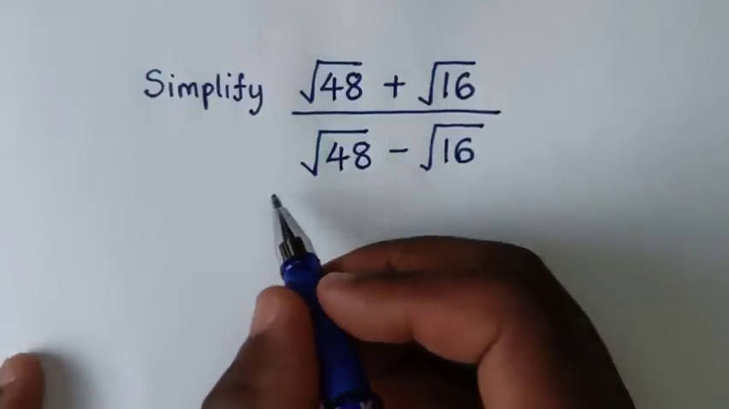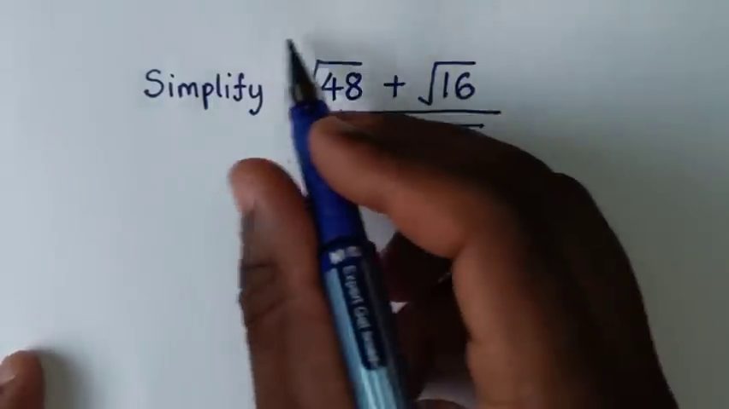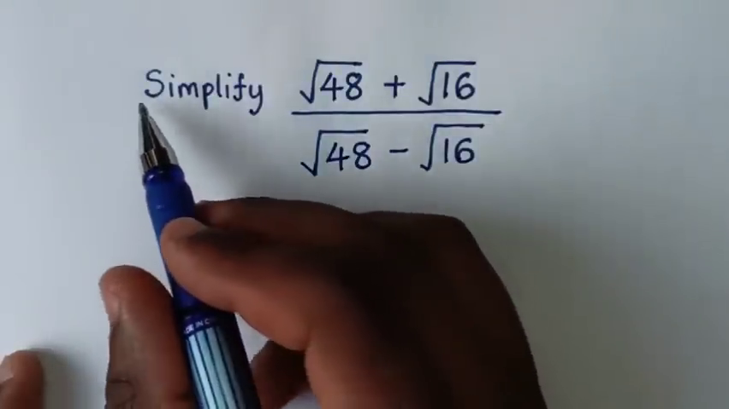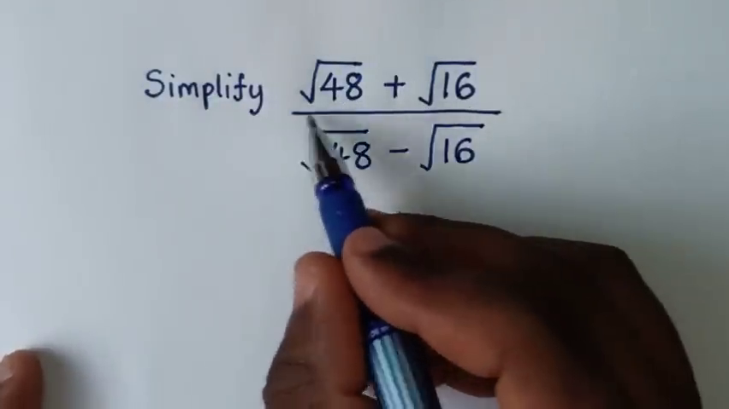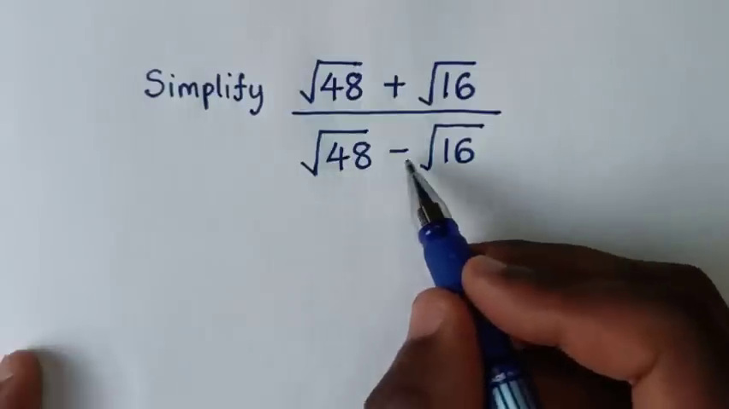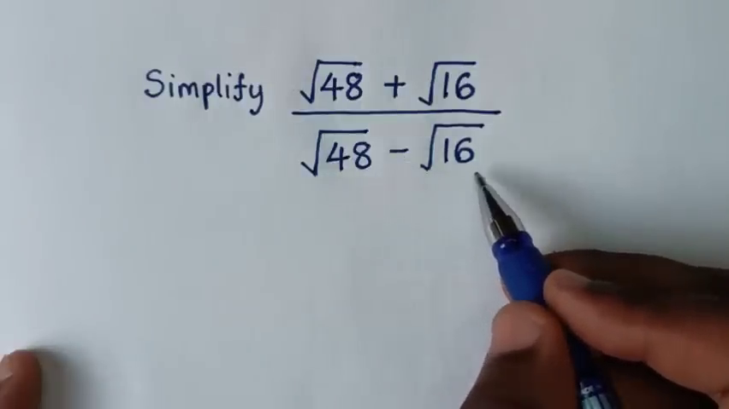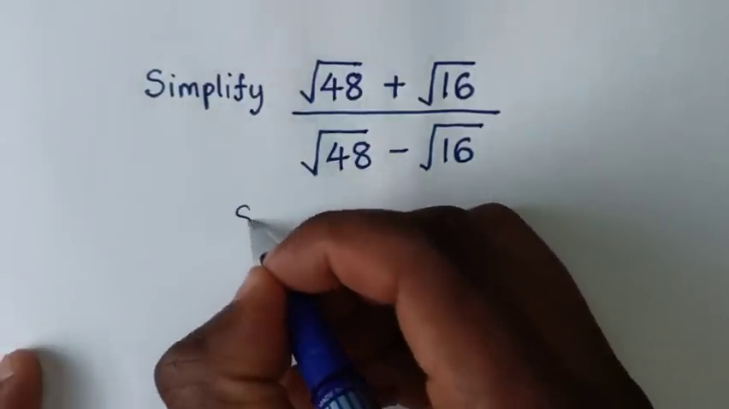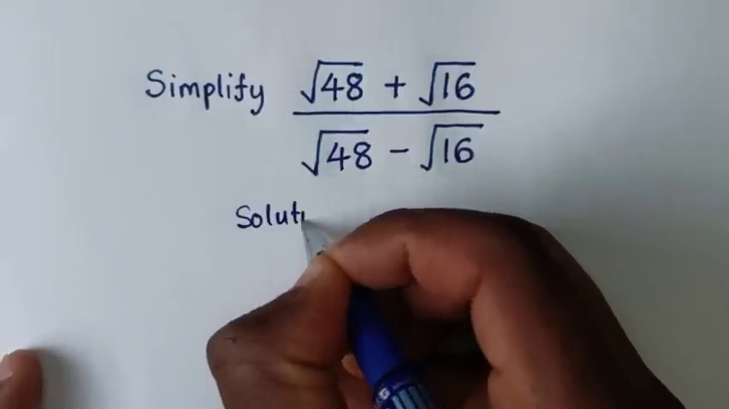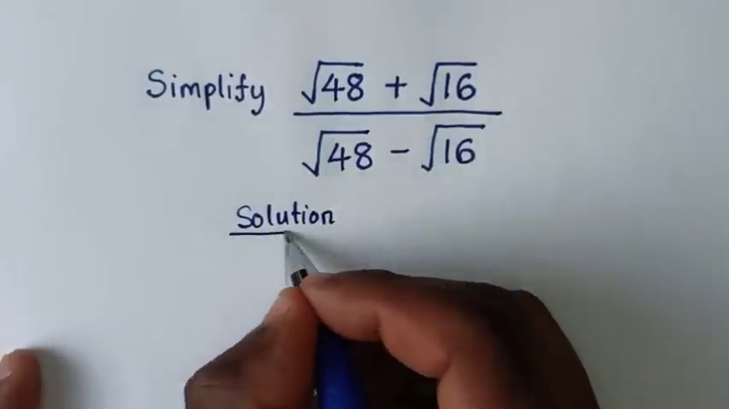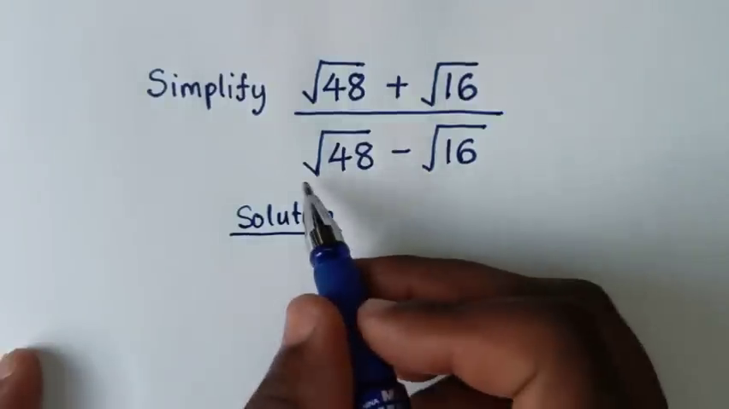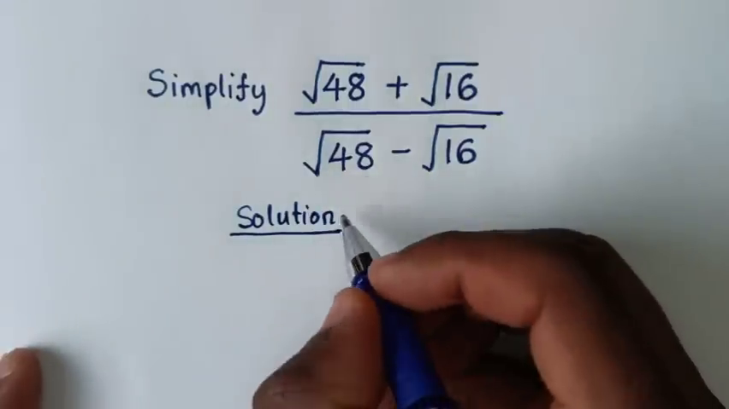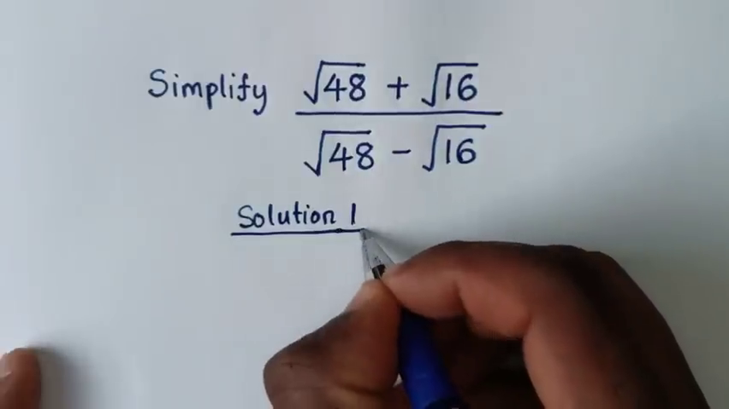Hello, you are welcome to solve this math problem, which is asking to simplify square root of 48 plus square root of 16 over square root of 48 minus square root of 16. Now, solution. To solve this problem, we have two methods or two ways. So this we call solution 1.